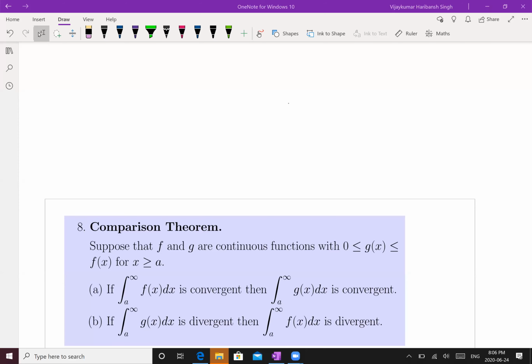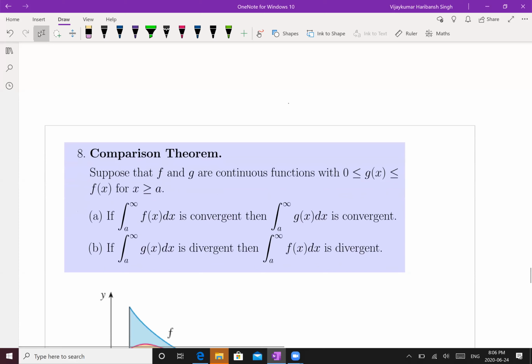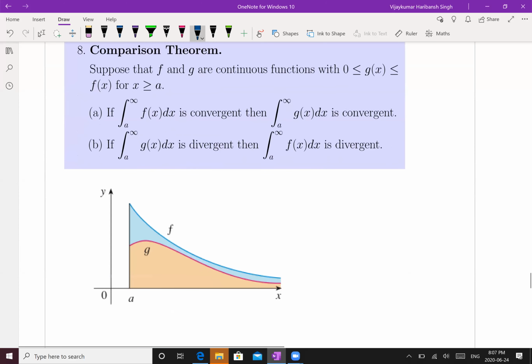Sometimes we are happy just to know if an improper integral is convergent or divergent. So here's the idea. Suppose you have f and g as continuous functions with g always less than f of x, as given in this graph here. This is your g here, and your f of x is always bigger.